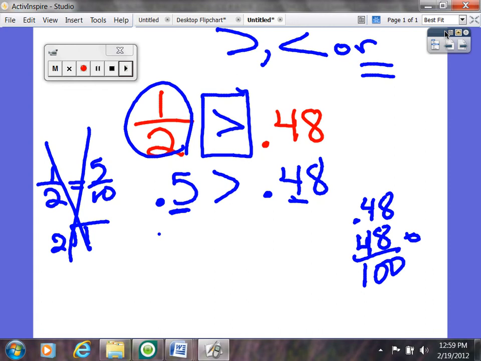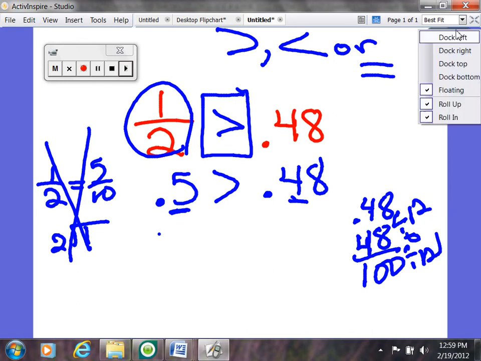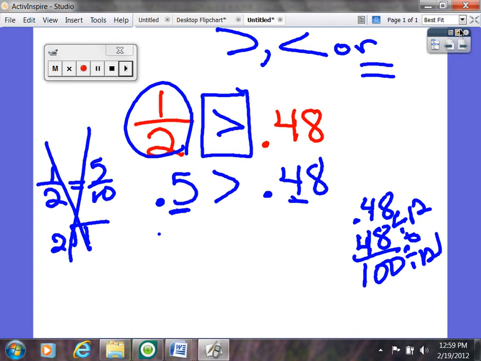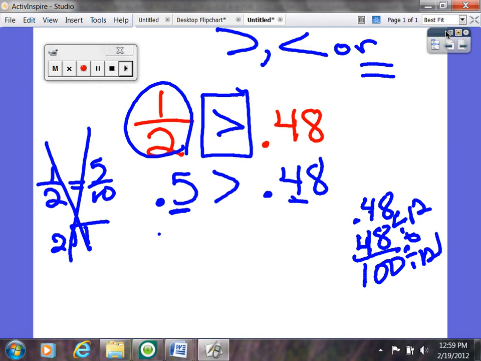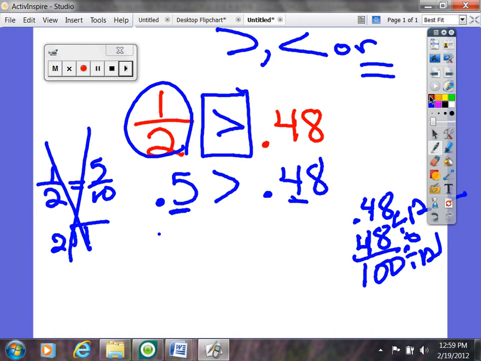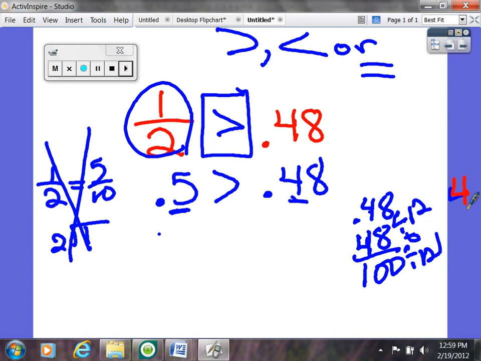And 4 will go into 48. I'm going to divide by 4. I'm using the greatest common factor. I need to change my color. Alright, let me find what I got here. There we go. Alright, this will be 48 divided by 12 is 4. 100 divided by 12, well, it won't go.